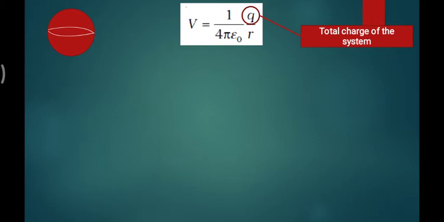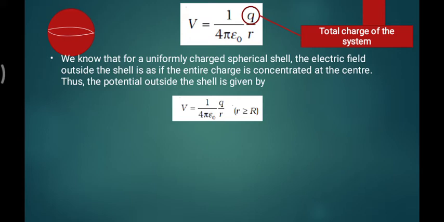What kind of potential can it be? We saw the electric field of this particular shell, but here we are trying to find the electric potential outside and inside of the shell. So we know that for a uniformly charged spherical shell, the electric field outside the shell is at a distance r, where small r is the distance and the radius of this spherical shell is capital R. Then the potential is given by the total charge q. This q is the total charge on the shell.